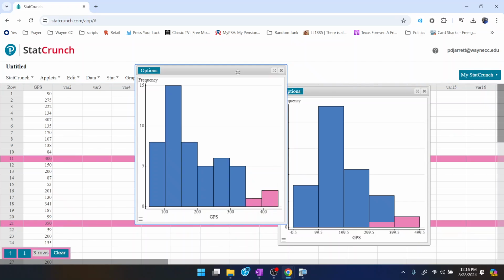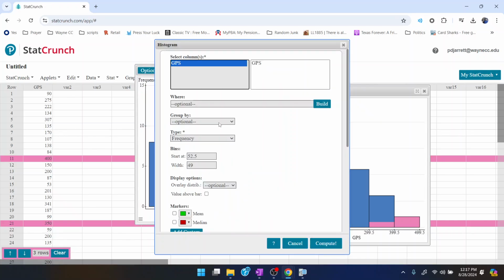Yes. The class width. The first one was 100. So here's the cool thing. I can edit that, and hopefully you see 49. This was the class width for this one.